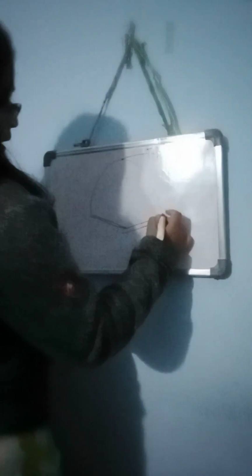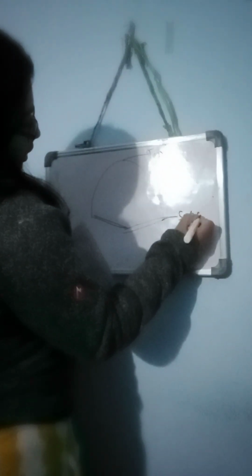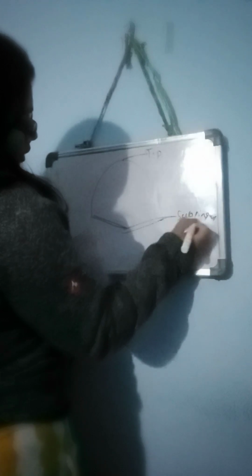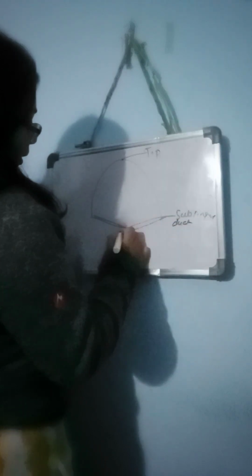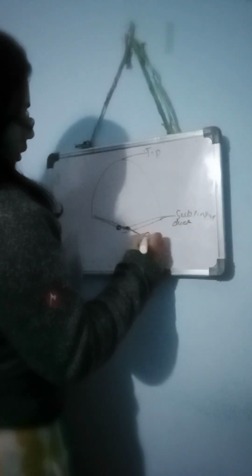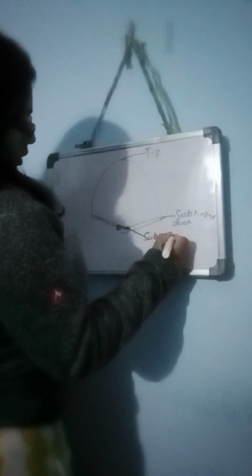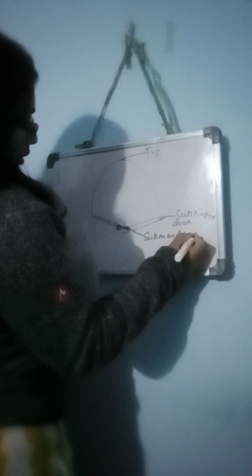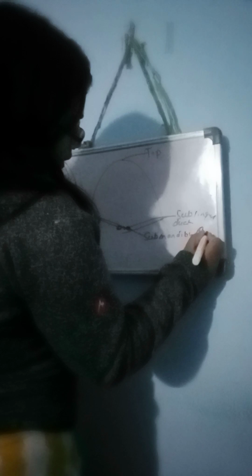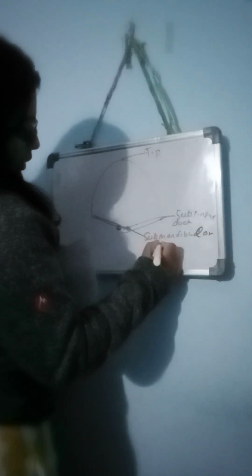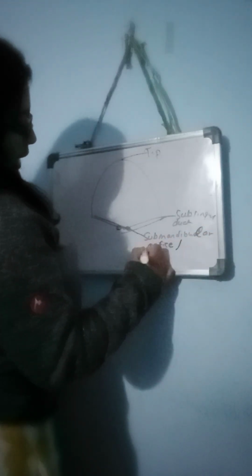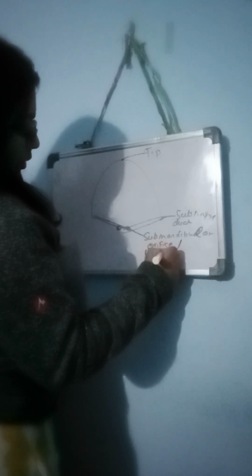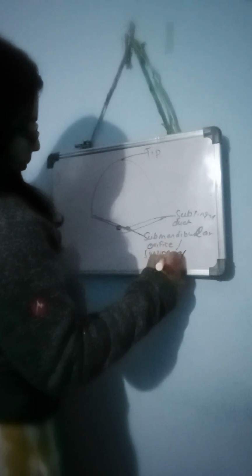If the tip were in the upward region, then this is the sublingual duct, and this is the submandibular orifice, also known as the sublingual papillae.